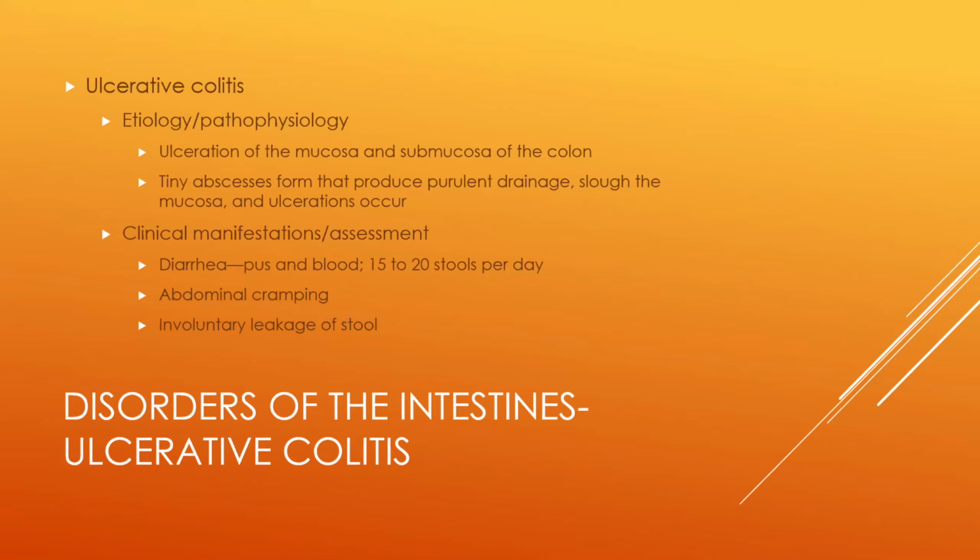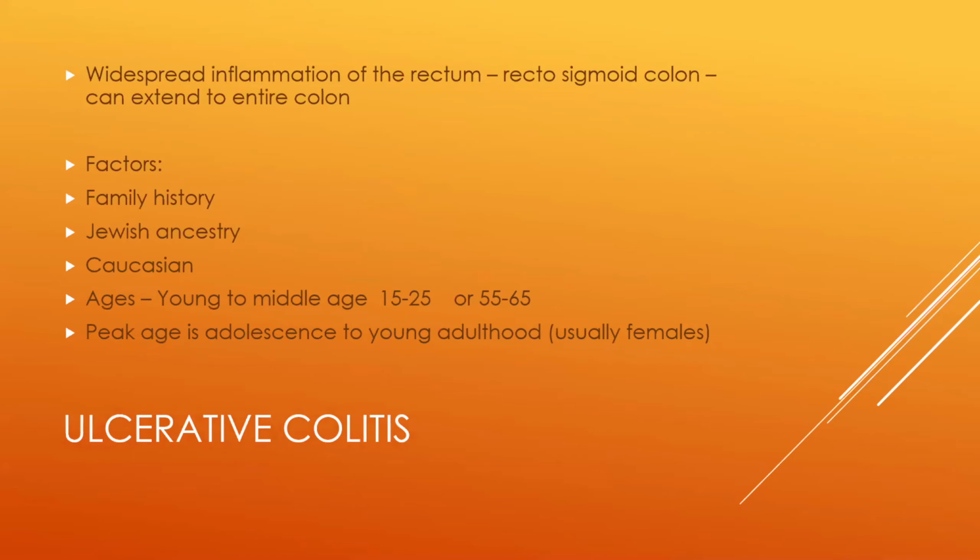Other symptoms: abdominal pain, tenderness, cramping. The patient might be incontinent of stool because look how many stools they have per day. And it's so loose that sometimes they can't even control it. Here's basically what it is: widespread inflammation of the rectal and lower sigmoid colon. That's all the colon that's at the bottom, right? That's where our sigmoid colon is. It can extend to their entire colon, so we need to recognize that colon means the same thing as large intestine.